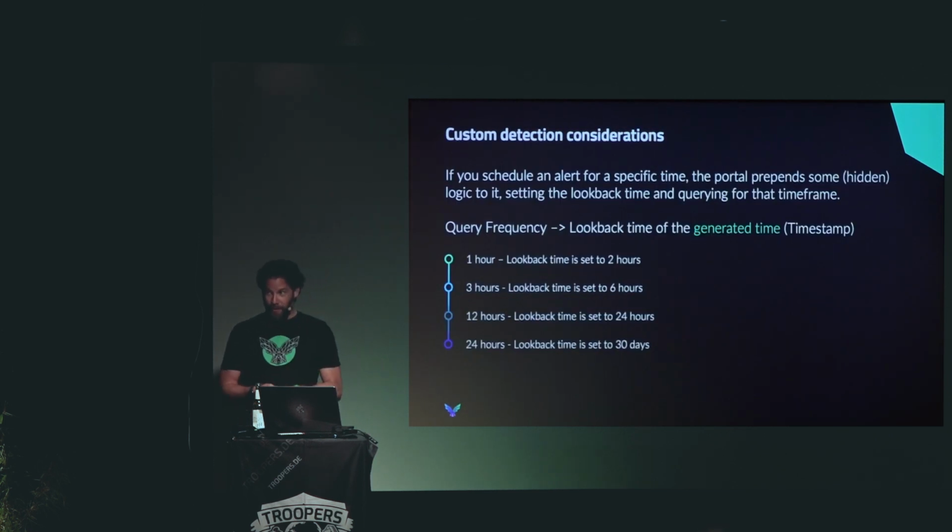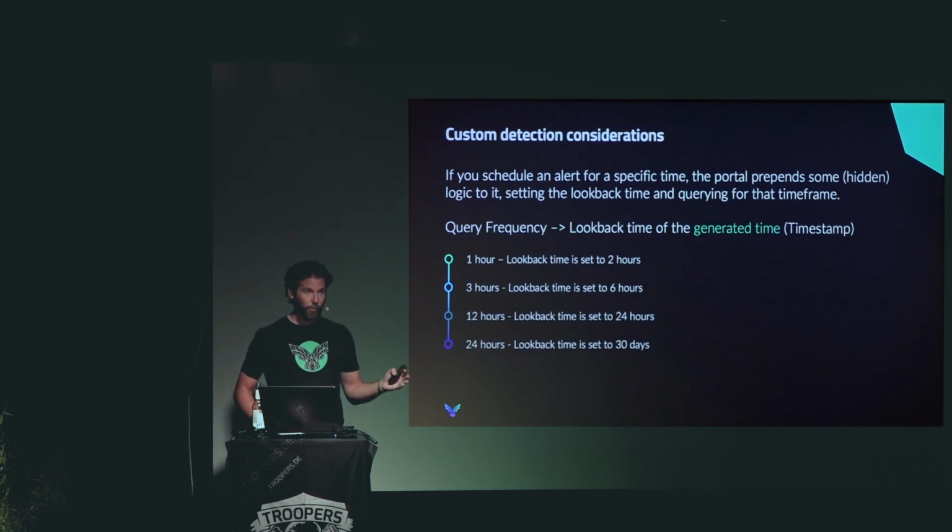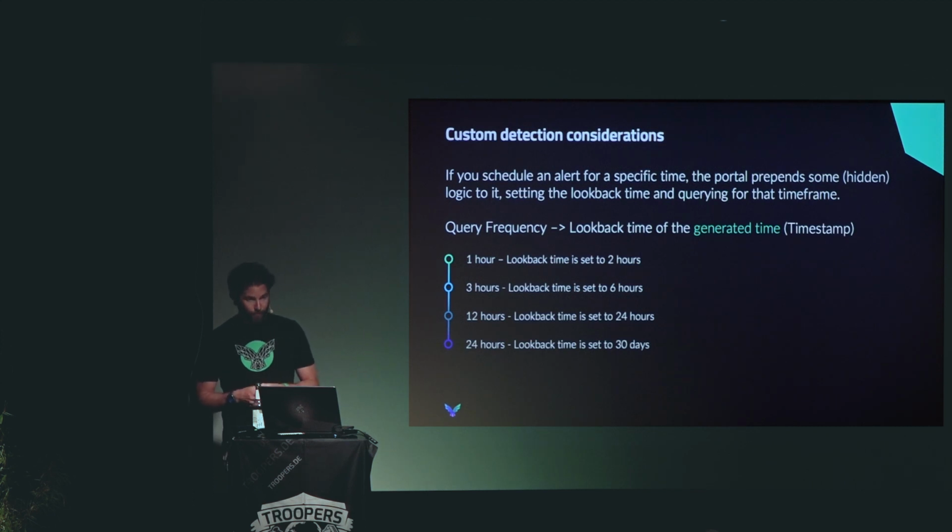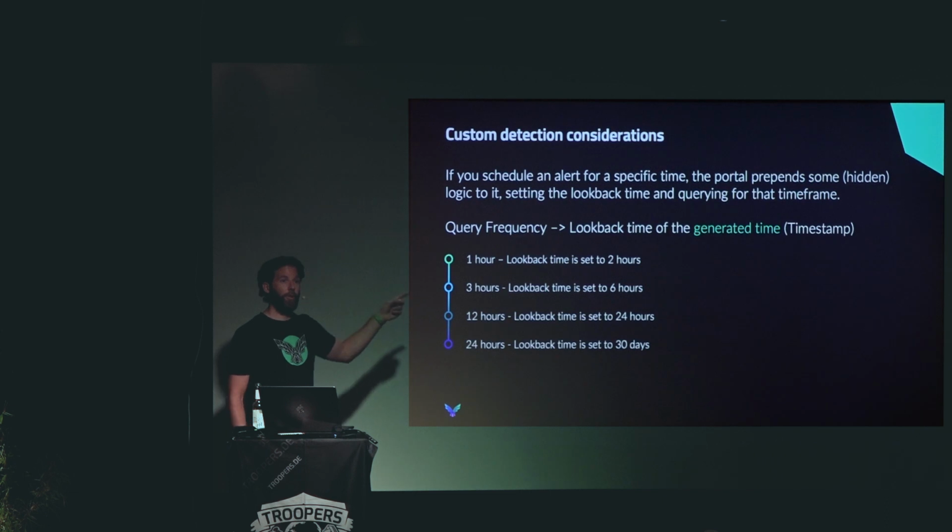So that's one thing. And then there's another consideration. If you schedule a search within the portal, it automatically puts some additional rules on top of it, where it sets the look back of your time frame. So if you schedule it for an hour, it will get the data of the last 2 hours. It's just how that Kusto engine works. And the same goes for the rest.